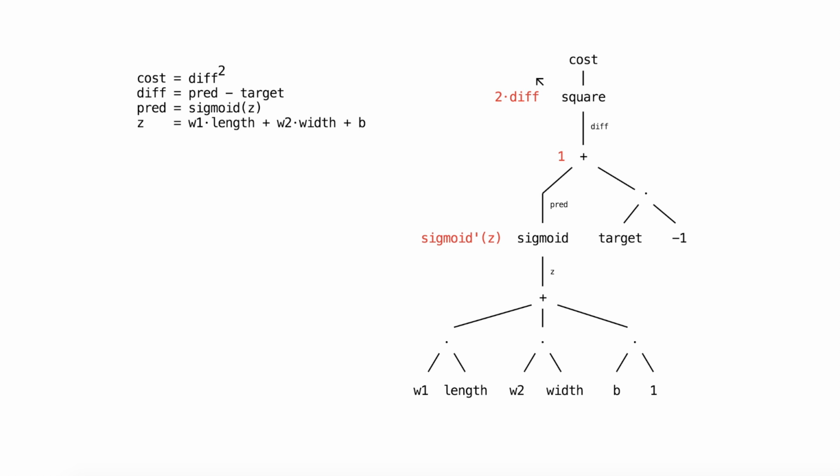Now, we can bring the derivative all the way back to z. And here's where we're going to figure out how z is changing when one of our parameters changes, right?